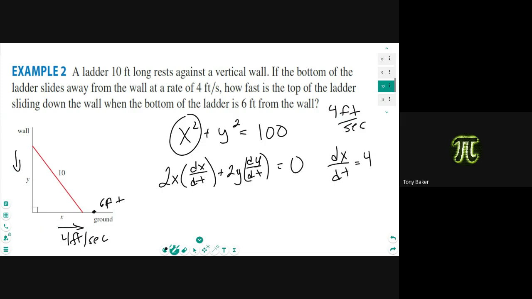We have to find out when x is 6, yes. So, well, we're looking for what? We're looking for how fast it's sliding down the wall, right? So we're in essence looking for dy/dt. Correct? So let's solve it for dy/dt.